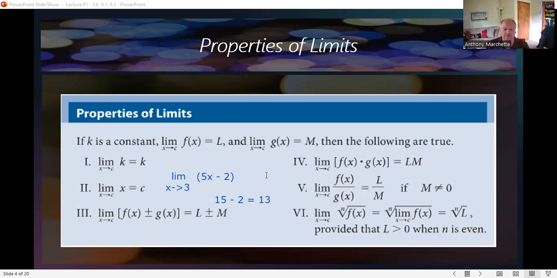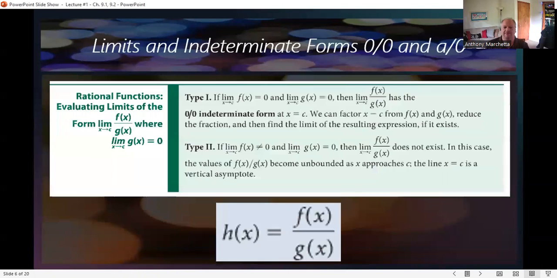So when it comes to finding limits, usually the first thing I want you to do is take the number you're approaching. For example, x approaches 3. Take 3 and put it right in and see if you get an answer. Sometimes you won't, and if you don't get an answer, then you're in an indeterminate form. Let's take a look at those indeterminate forms now.